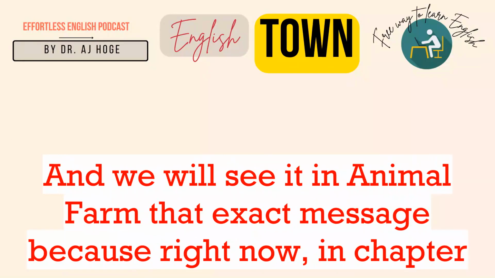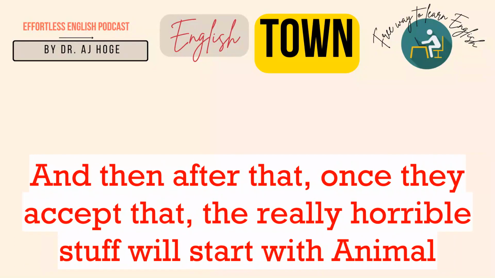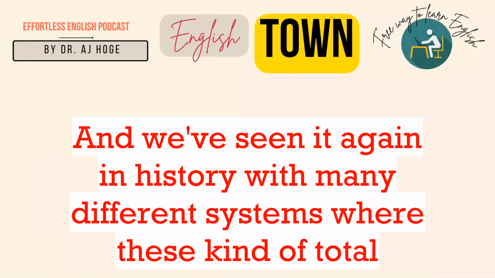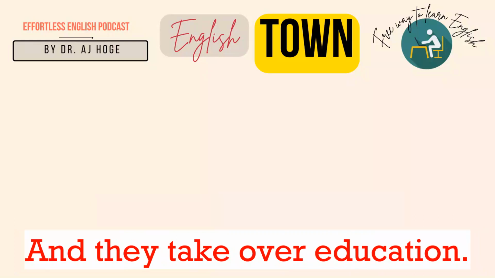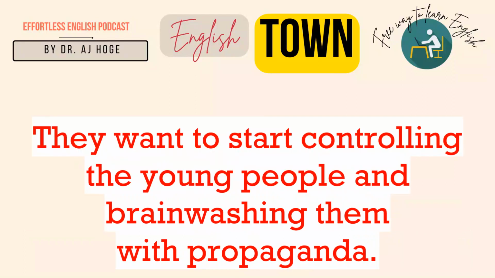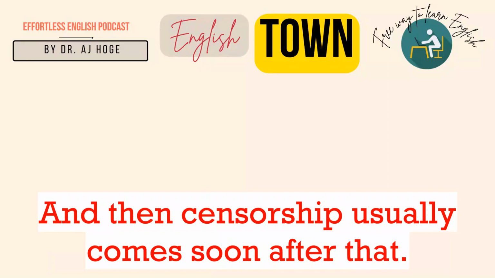And we will see it in Animal Farm, that exact message, because right now, in Chapter 4, everything seems fine still, but we're going to see the censorship start, and once they accept that, the really horrible stuff will start with Animal Farm. And we've seen it again in history with many different systems where this kind of total control, it's called totalitarianism. It means total control by a small group. And they take over education. We saw that with Napoleon getting the puppies. They want to start controlling the young people and brainwashing them with propaganda. That's one of the first steps. And then censorship usually comes soon after that.